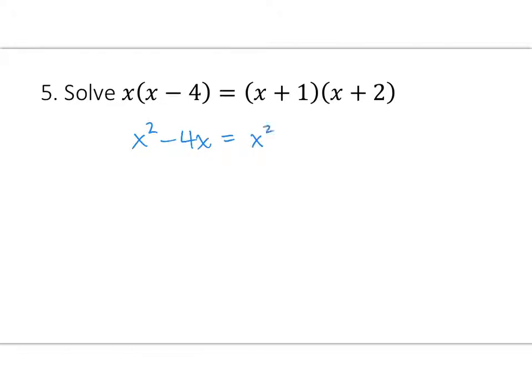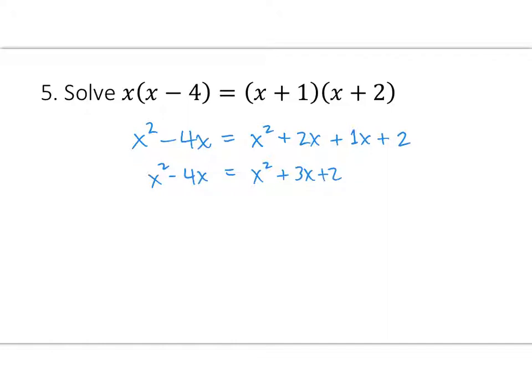So the product of the first terms, x times x, is x squared. The outer terms are x and 2, which gives me 2x. The inner terms are 1 and x, which gives me 1x. And then the last terms are 1 and 2, which gives me 1 times 2 is 2. Simplifying the left-hand side and the right-hand side gives me x squared minus 4x equals x squared plus 3x plus 2.